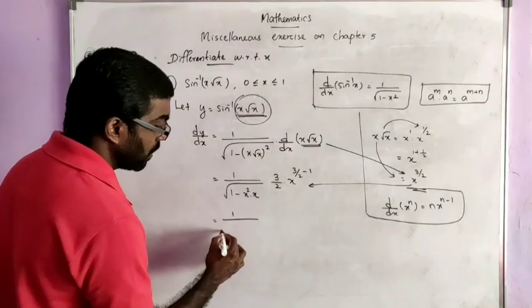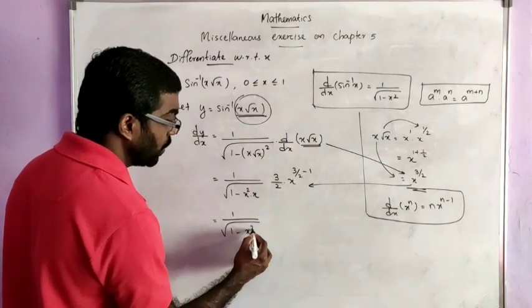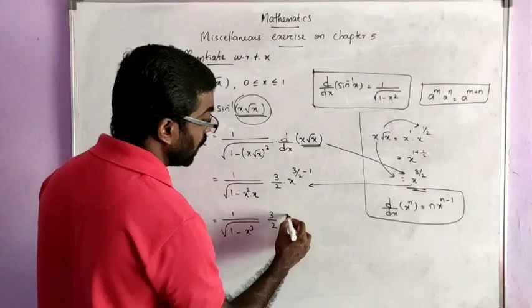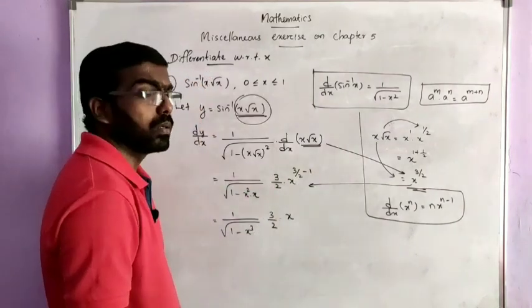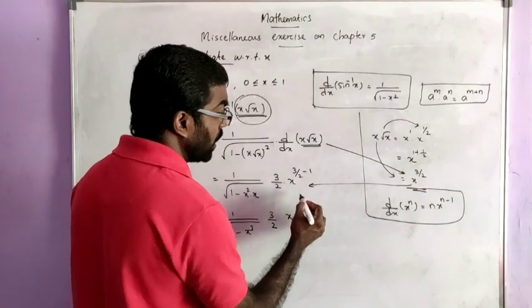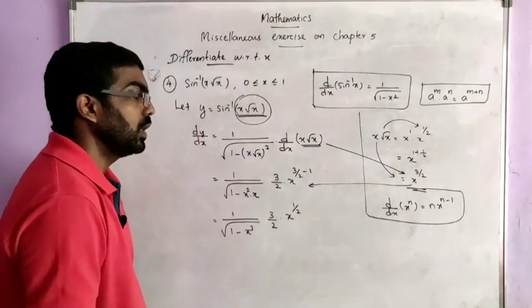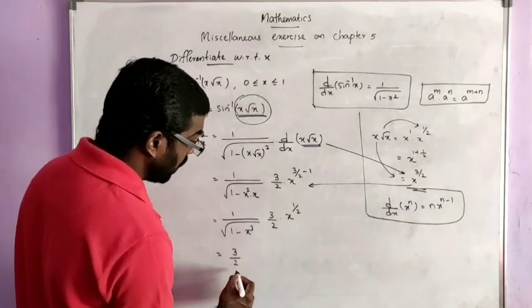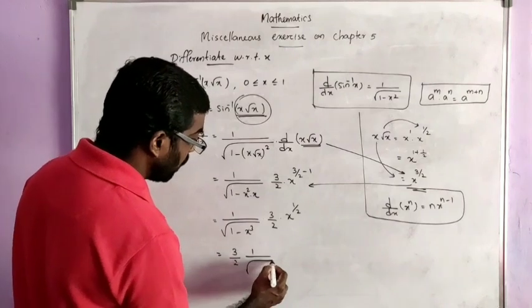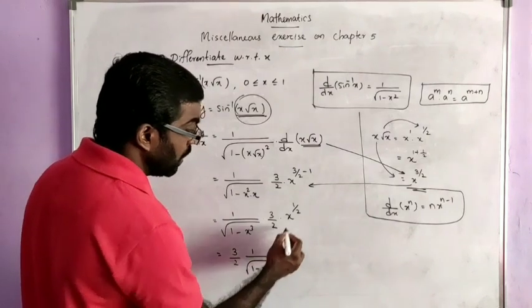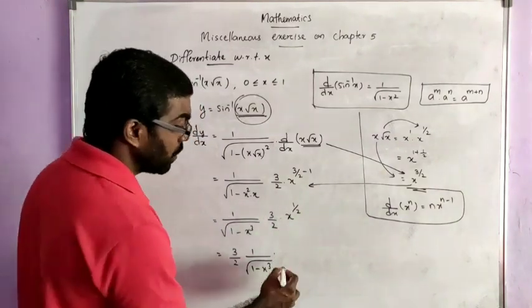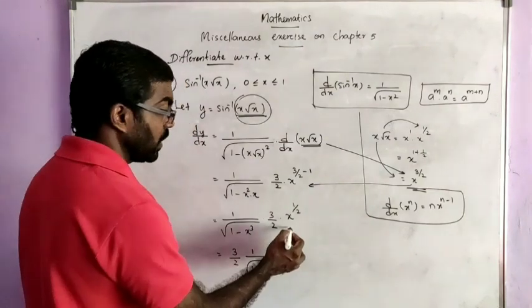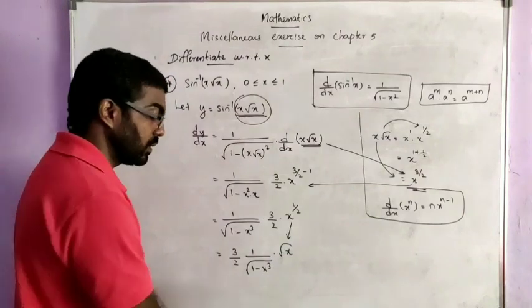So which is equal to 1 by root of 1 minus x cube. X square into x is x cube. Then 3 by 2 into x raised to 3 by 2 minus 1. That we can simplify, 3 minus 2 by 2, that is 1 by 2. X raised to 1 by 2. So which is equal to, I write first 3 by 2 into 1 by root of 1 minus x cube into x raised to 1 by 2. X raised to 1 by 2 means root x. Root x in power form we write it as x raised to 1 by 2. So x raised to 1 by 2 can be written as root x.